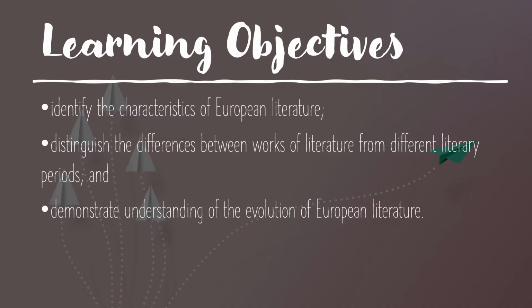First, identify the characteristics of European literature. Second, distinguish the differences between works of literature from different literary periods, and finally, demonstrate understanding of the evolution of European literature.